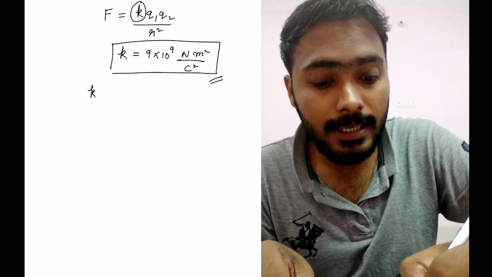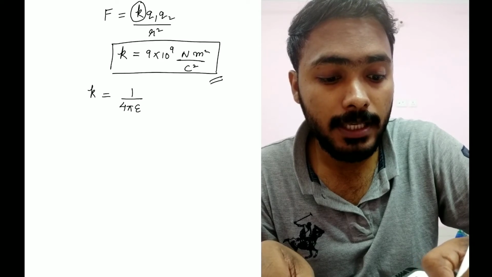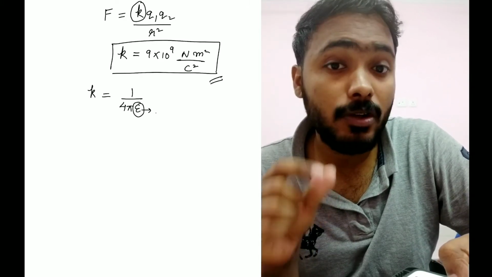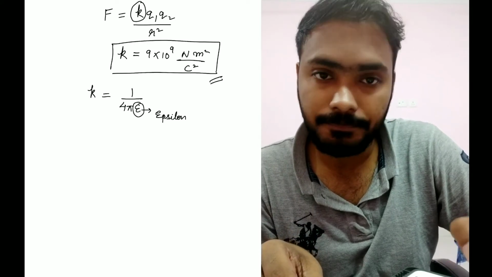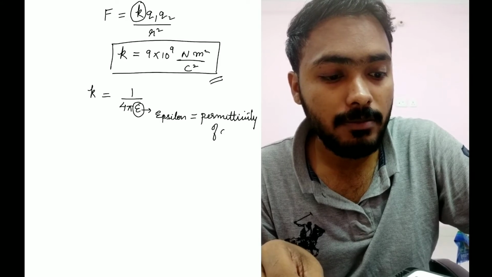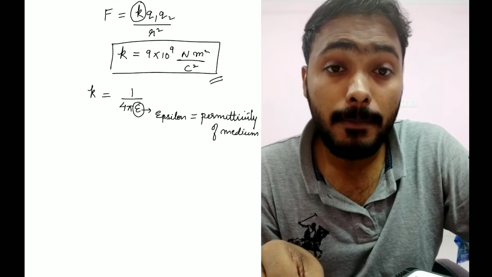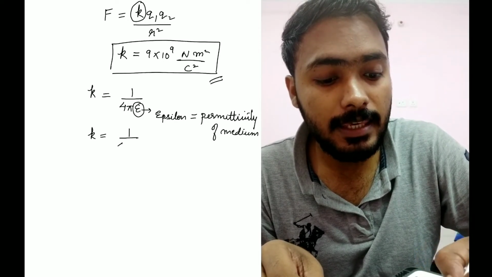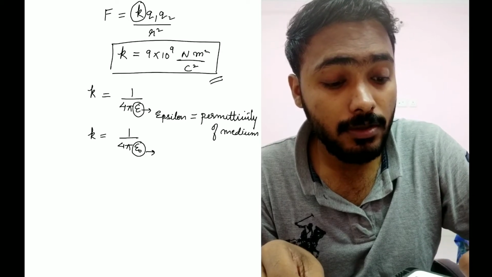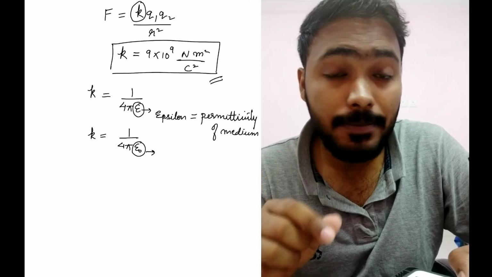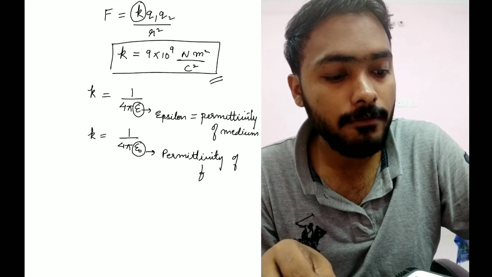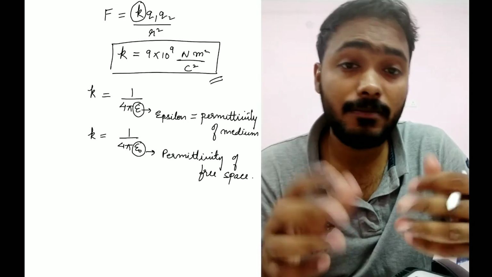Okay, now k can also be written as 1 upon 4 pi epsilon. Now this epsilon is a Greek letter which looks like an e, but you will call it epsilon. This is what you call the permittivity of medium, right? The k can be written as 1 upon 4 pi epsilon naught. Epsilon naught is used when we are talking about vacuum. This is something which is important. Epsilon naught is used when we are talking about vacuum, and you will call it permittivity of free space when we talk about vacuum, right?